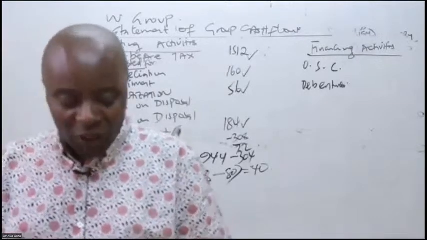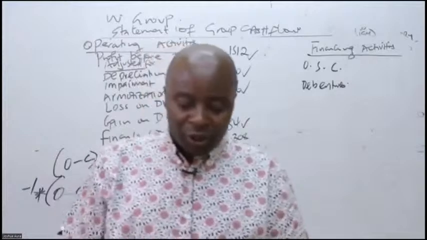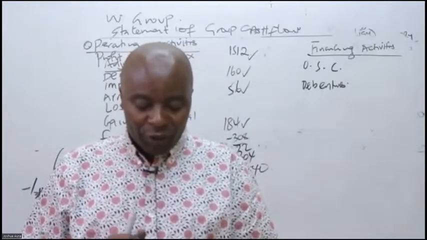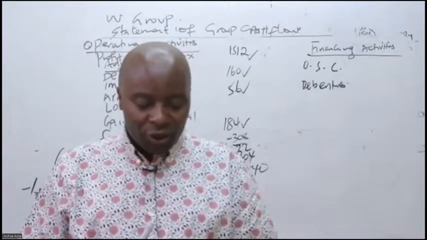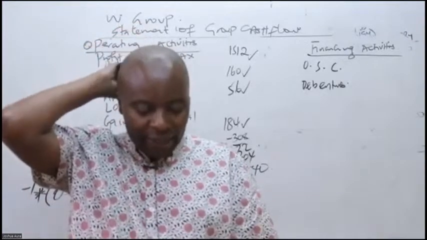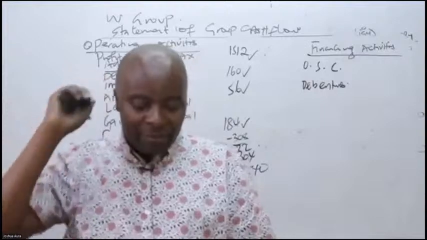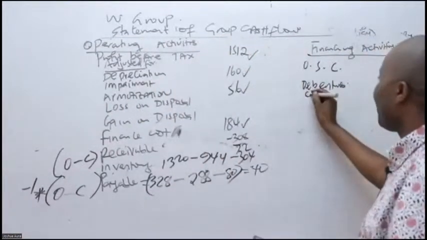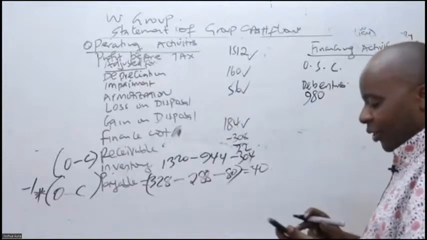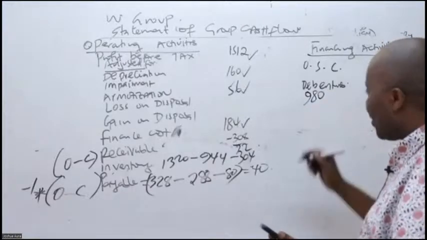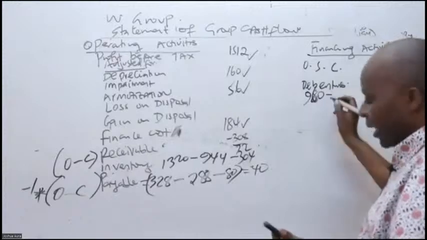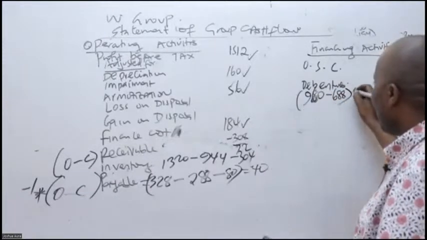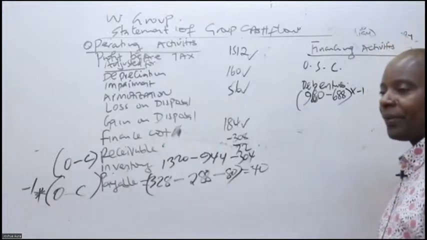Now, ladies and gentlemen, go to the debentures. For the debentures, what do we have there? In the balance sheet, I can see long-term loans. So opening balance is 960, closing balance is 688. That's very straightforward, if you can remember from your FR. So 960 minus 688. And because it's a liability, multiply this with -1.